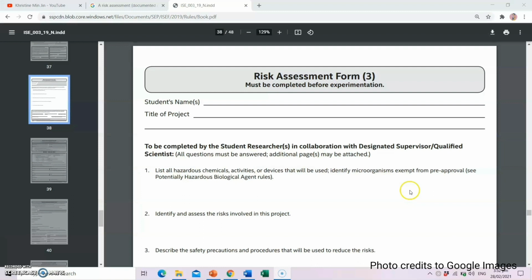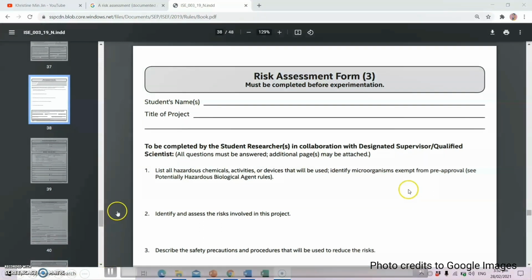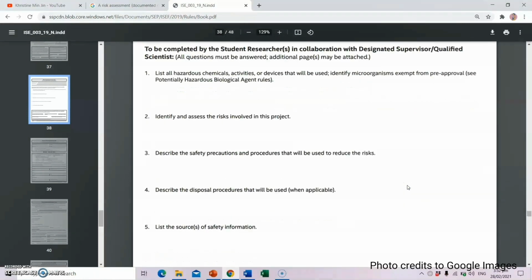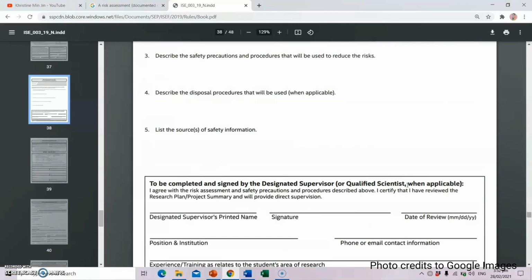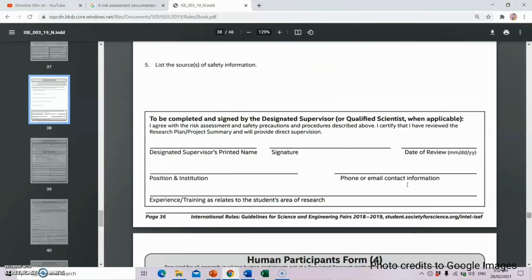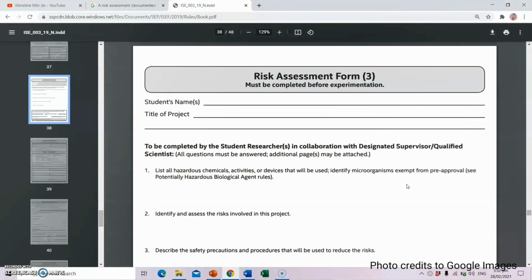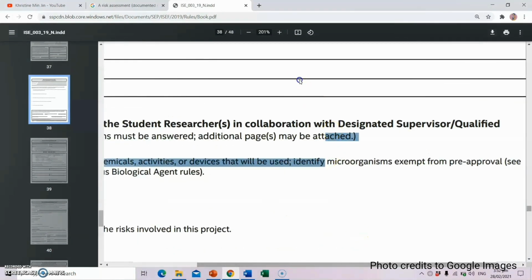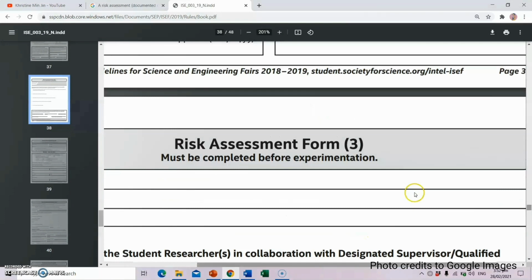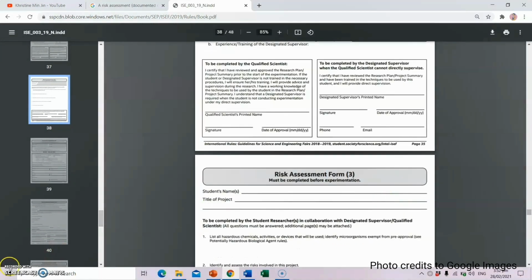The documentation of risk assessment, again, this is Risk Assessment Form 3, is required when a student researcher works with potentially hazardous dangerous equipment and or other devices in or outside a laboratory setting that require a moderate to high level of expertise to ensure their safe usage.